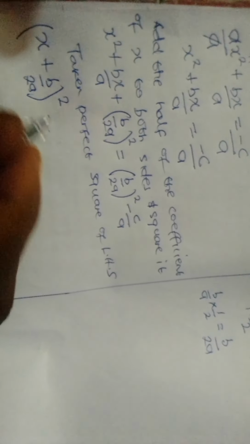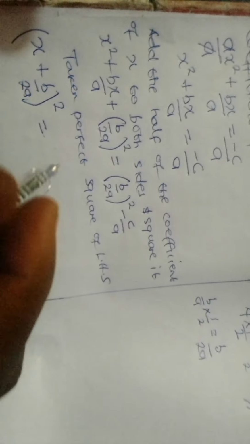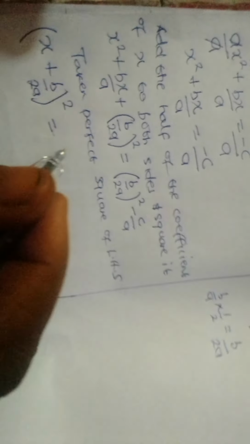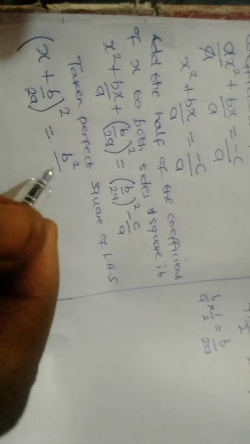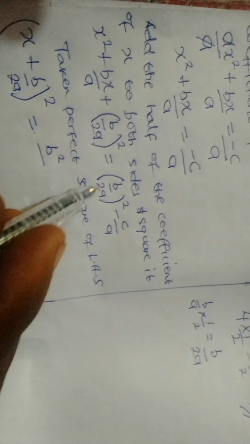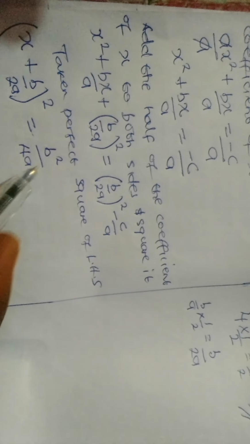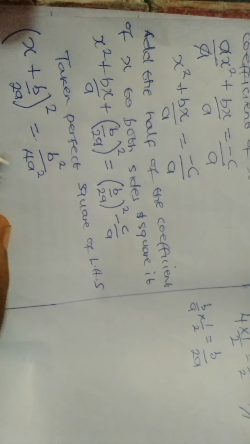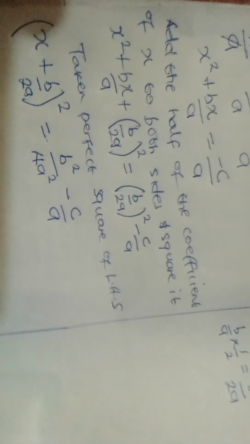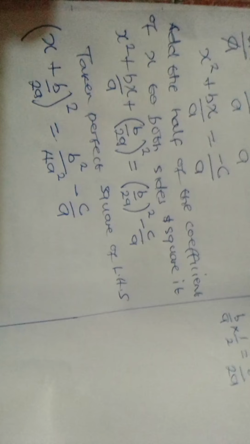Okay, so we have equal to, now at this point we'll open this bracket. Now b square will give us b square. Now 2a square will be 4a square, because 2 times 2 is what? 4, and a times a is what? a square. So we have minus c over a.